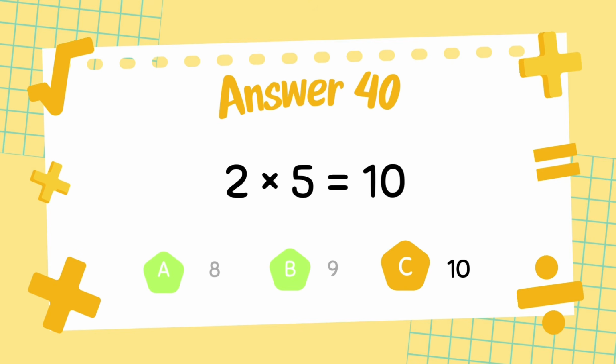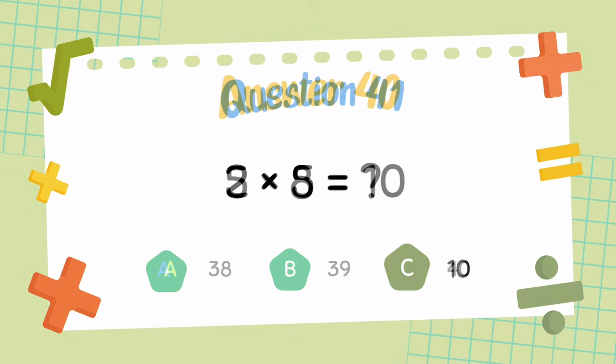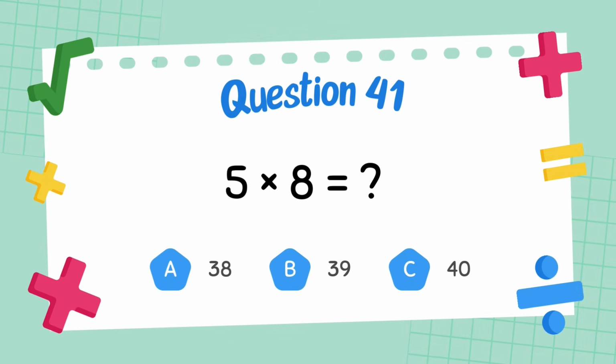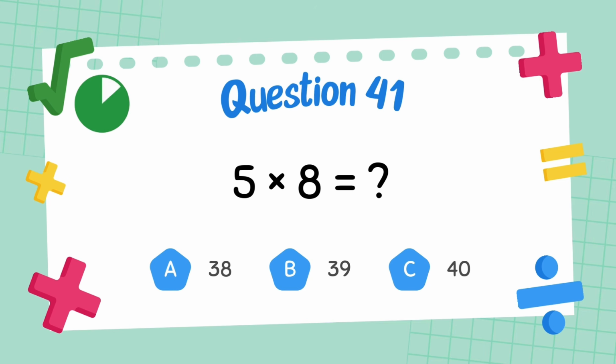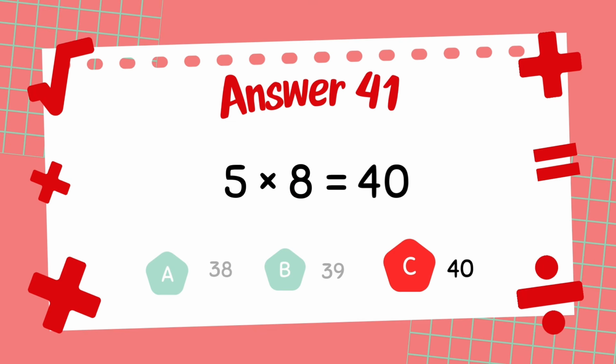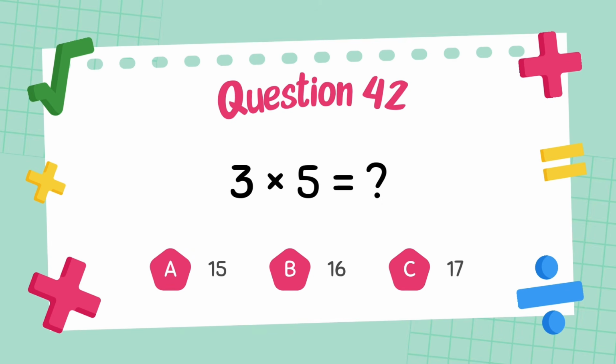The answer is 10. What is 5 multiply 8? The answer is 40. What is 3 multiply 5?